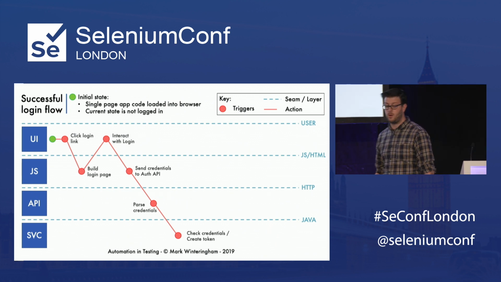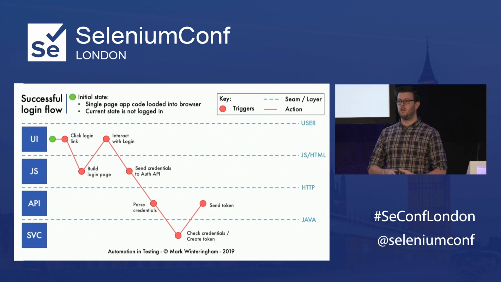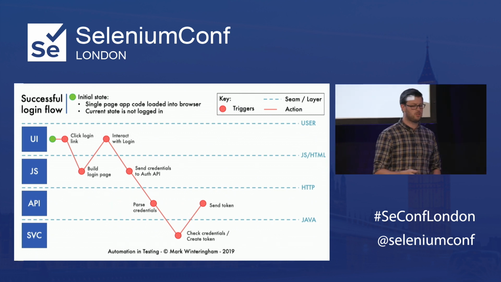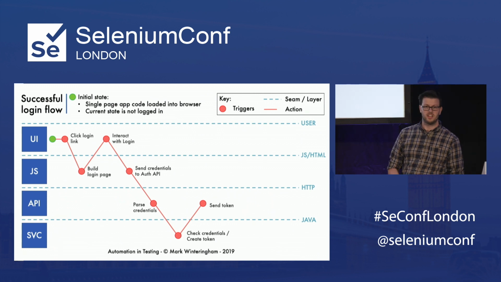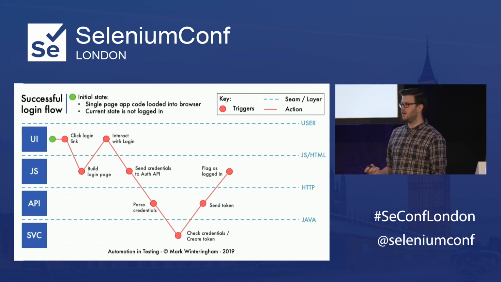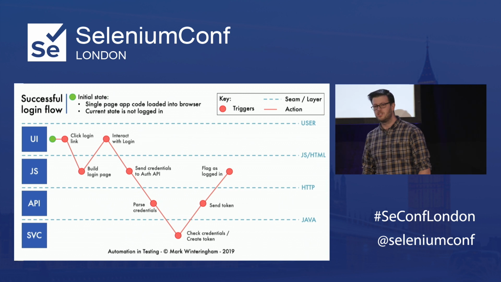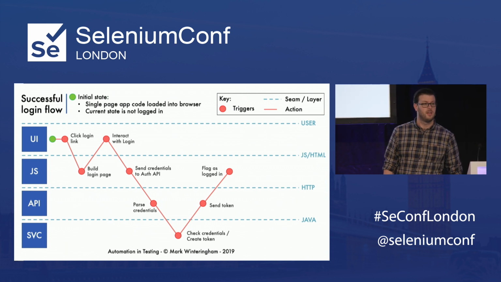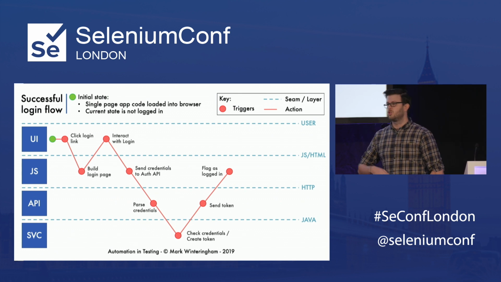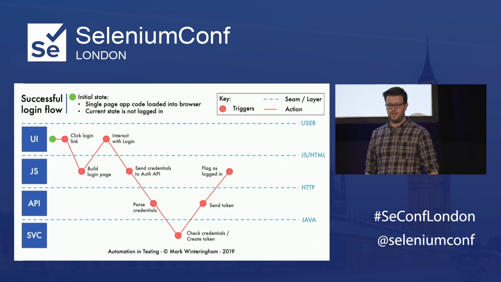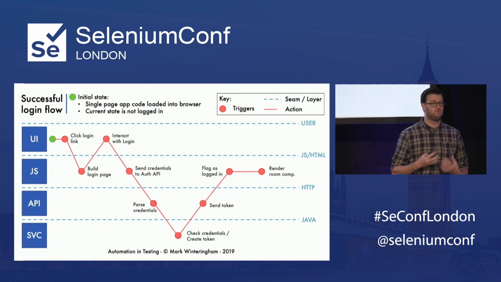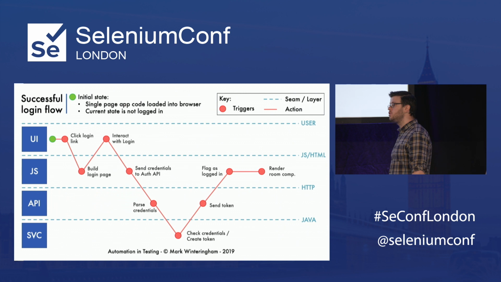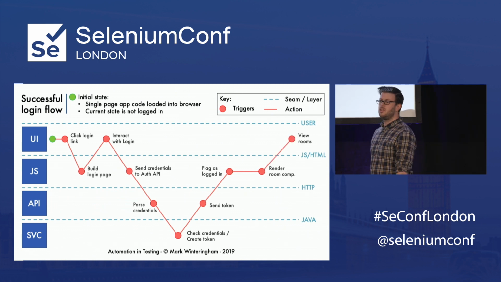We've got to bubble back up now. So once the API is complete, got that token created, it's going to send a response back with that token inside it, sending an HTTP response back, which JavaScript goes, hey, thank you, I got a token. That's fantastic. I'm going to flag myself as logged in. And being flagged as logged in causes some other React magic to occur, and that causes the room component to render. And once that room component is rendered, the user can see the room.